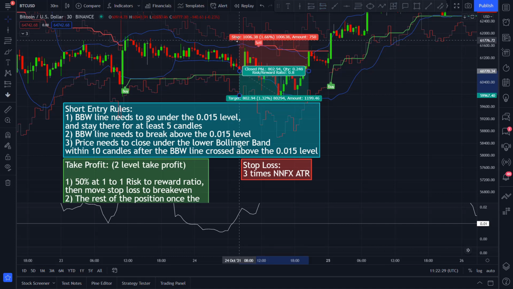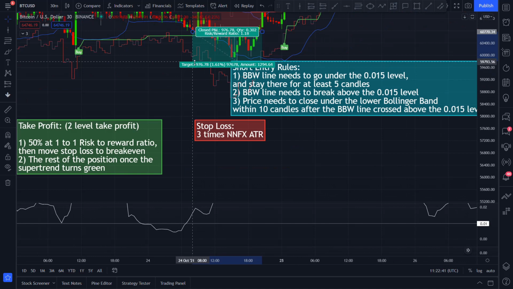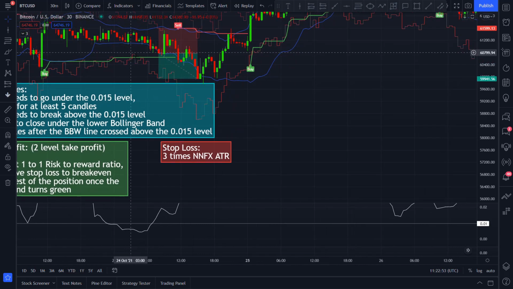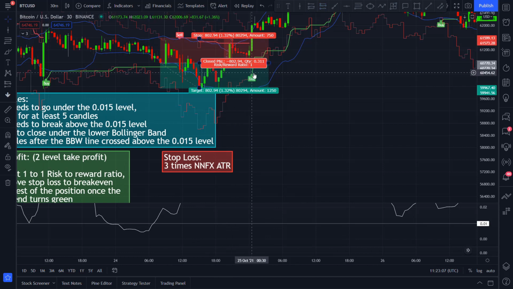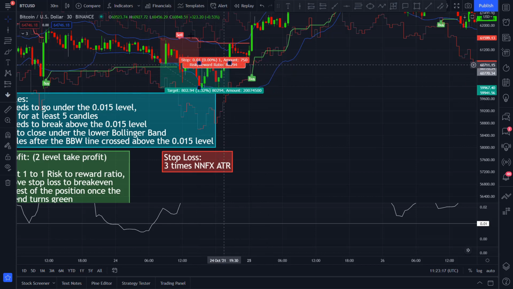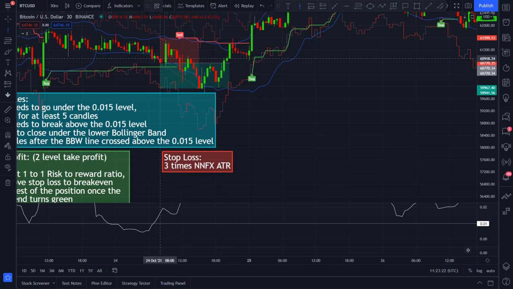Our stop loss placement is going to be at the NNFX ATR indicator, which is 3 times ATR. And the take profit is going to be a 1-to-1 risk-to-reward ratio. When the first target gets hit, you are going to take off 50% of your position, and then you are going to move your stop loss to break even, and let the rest ride until either your stop loss gets hit, or the super trend turns to green. As you can see, we get stopped out on this one, but we had made some profits too. So this is going to be a winner trade again.